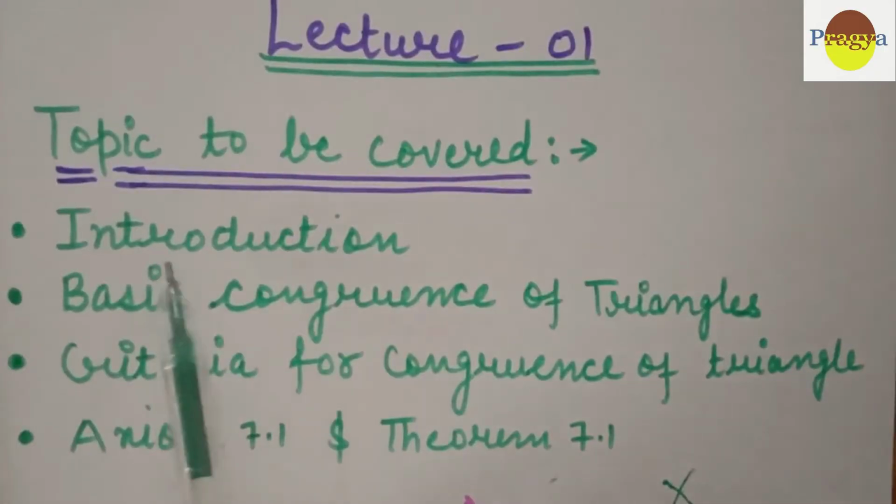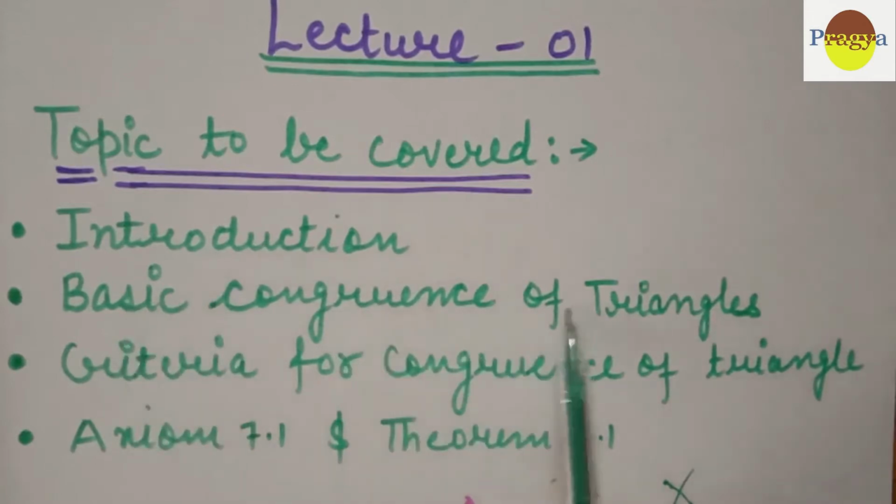are first introduction. In introduction, we will recall some of your previous knowledge related to triangle, basic congruency of triangle, criteria for congruency of triangle. After this, axiom 7.1 and theorem 7.1. Now you know what is the difference between axiom and theorem, what is axiom and what is theorem, because of your previous chapter. So students, now we are going to start our lecture.